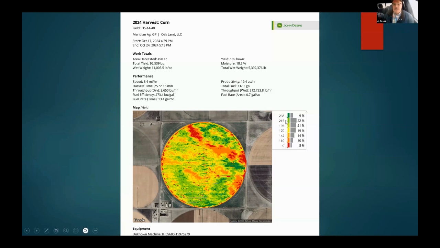So you can see that he had 238 bushels down to the real dark red area of 0 bushels. And that's about a 90-acre swath through there.